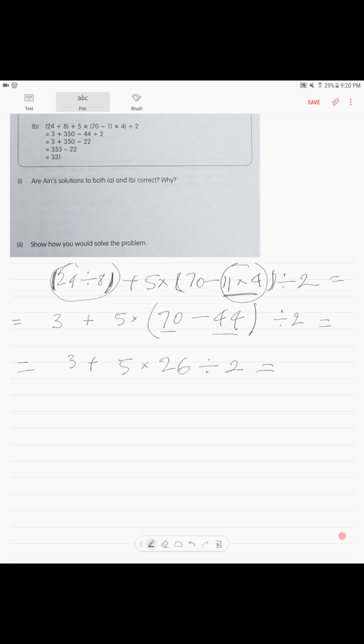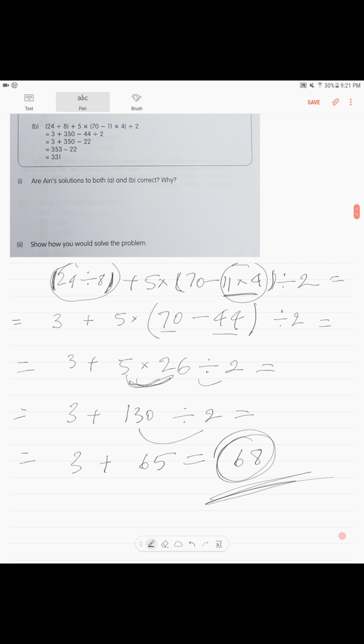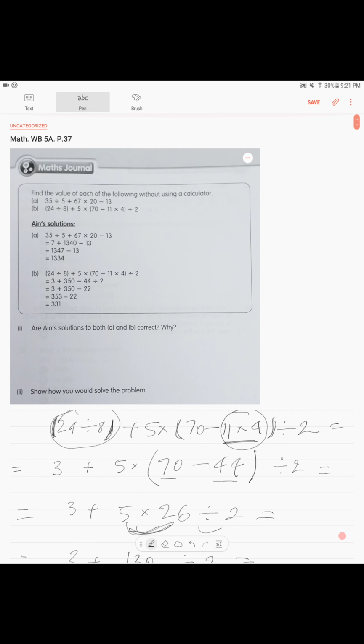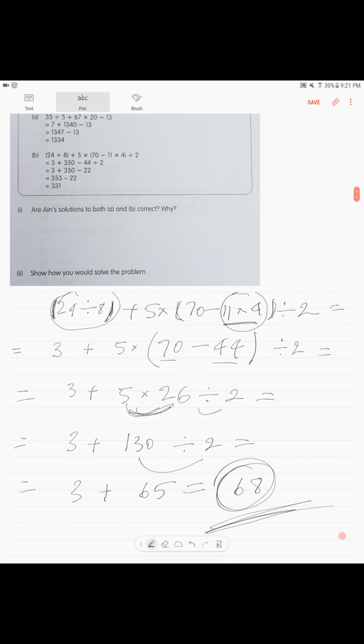Now we're thinking about our operations. We have multiplication and division. It doesn't matter which one you do first, but we're doing this thing first. So 3 plus 5 times 26 is 130. We divide by 2. Next operation is this one: 3 plus 130 divided by 2, 65. Our answer is 68. Yes, this is the correct answer. Sorry, Anne, you're wrong.